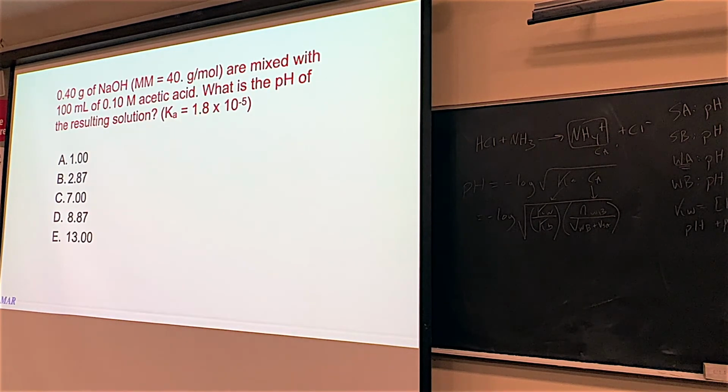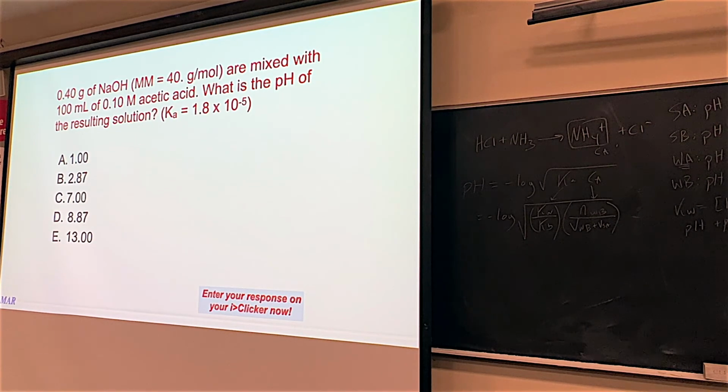Thanks. We have time for at least one more problem, and then there's actually three more problems, so I've been talking too much. Now, in this question, we're adding a strong base to acetic acid, and it's asking for the pH of the resulting solution. Now, this problem, there's a couple different ways you can do it.